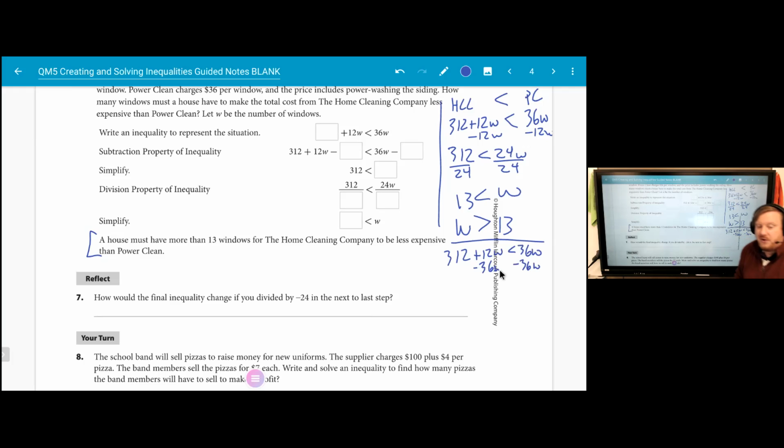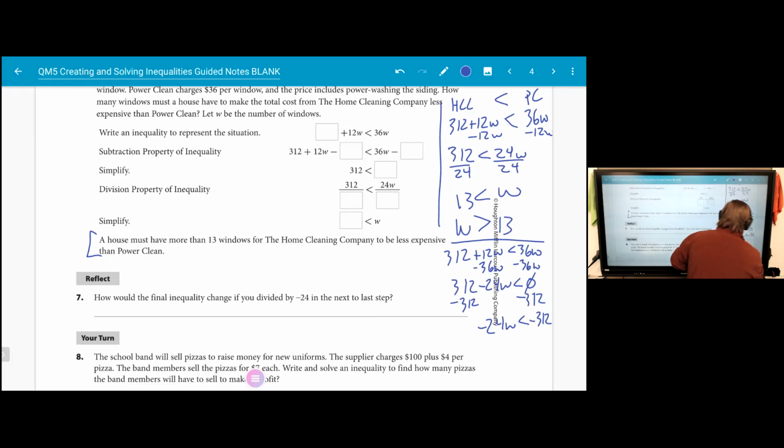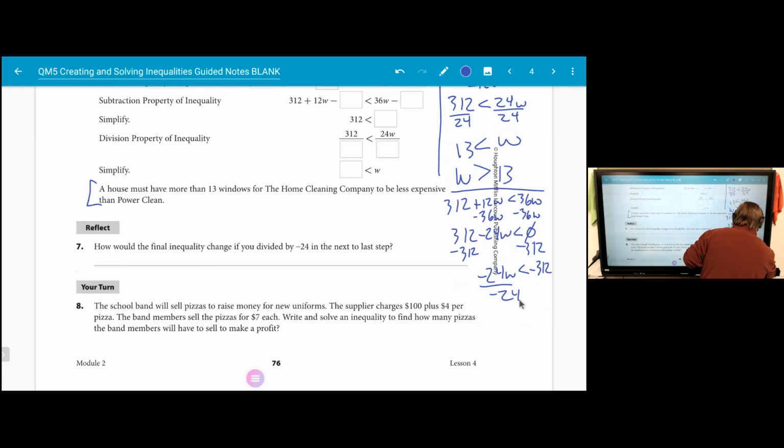And remember, 36W minus 36W is 0, not blank. So this is 312 minus 24W is less than 0. Subtract that 312 from both sides, and I get negative 24W is less than negative 312. I'd have to divide both sides by a negative number. And when I do that, I've got W and 13.